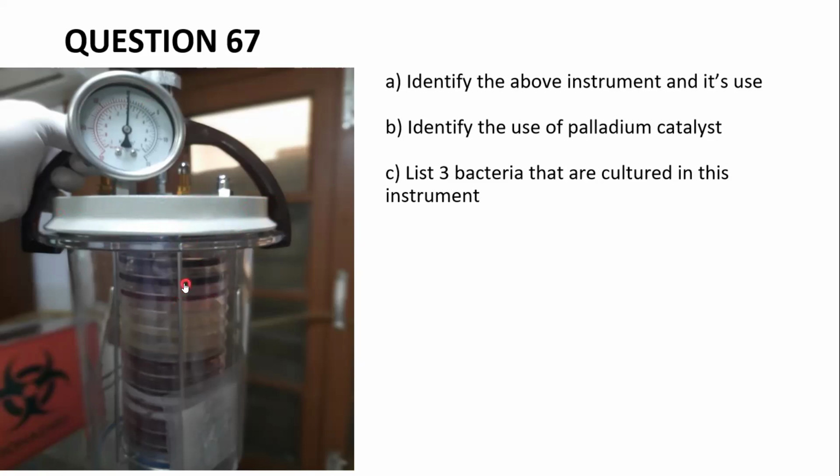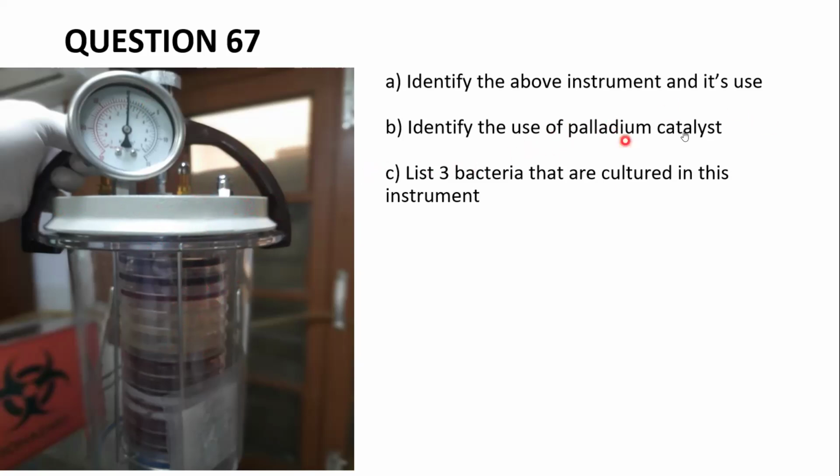Then here is where you place the Petri dishes, where you have the inoculated cultures. Now you seal this. In the process of sealing, oxygen is going to be removed. You replace it with hydrogen.